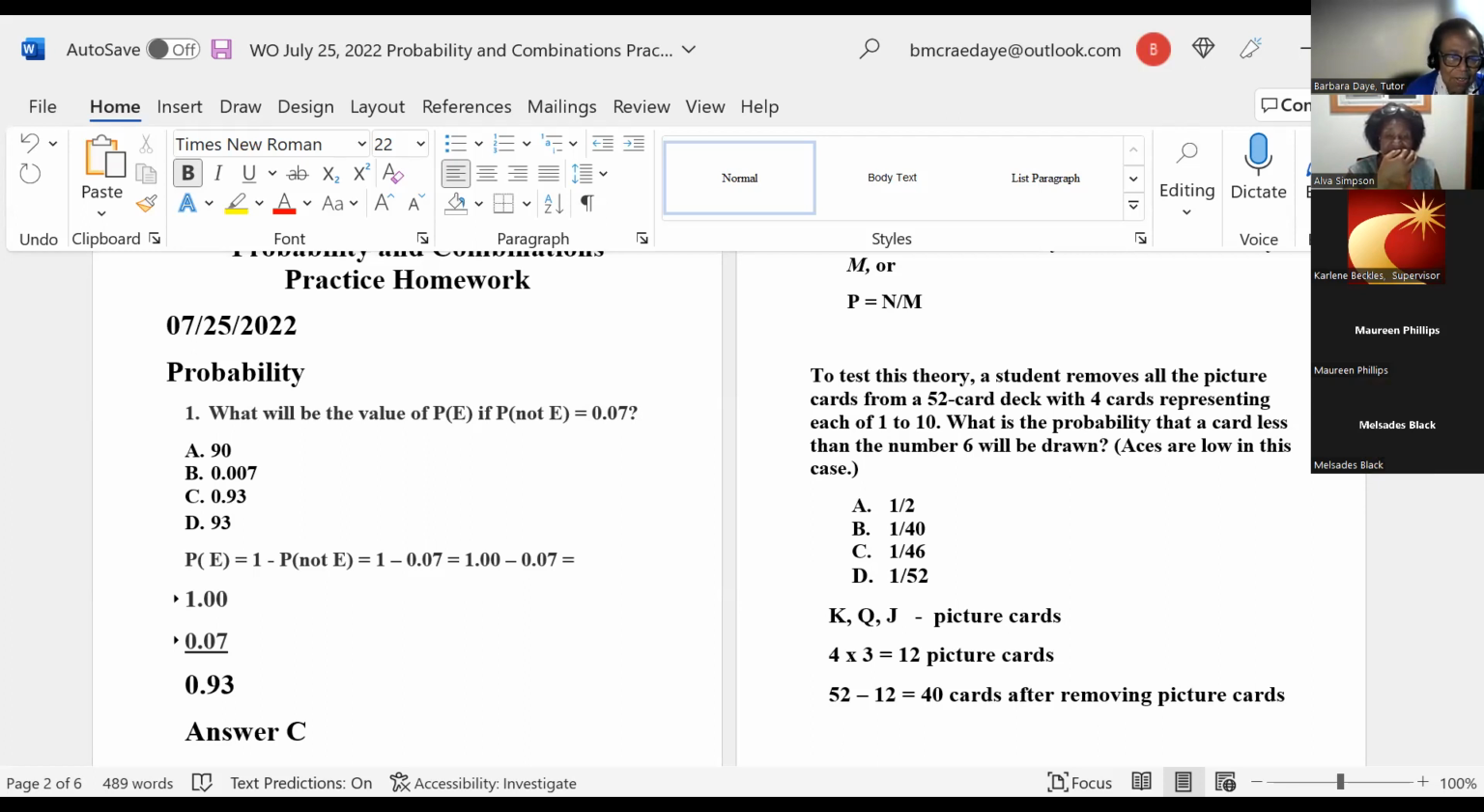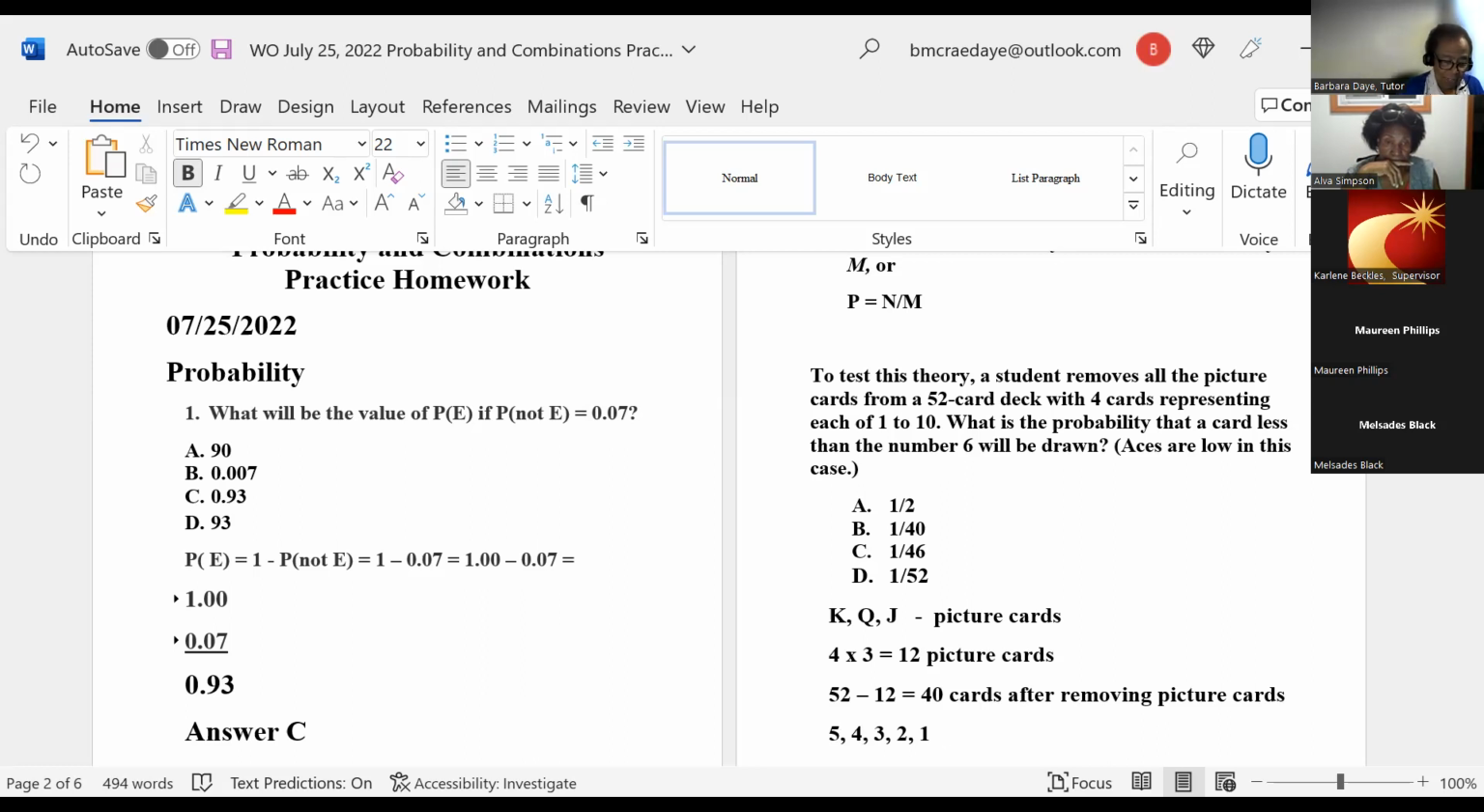What are the cards less than 6? Give me the numbers. 5, 4, 3, 2, 1. Yes, that's right. Now the 1 is the ace because we said aces are low, right? So there are 5 cards less than 6: 5, 4, 3, 2, 1.